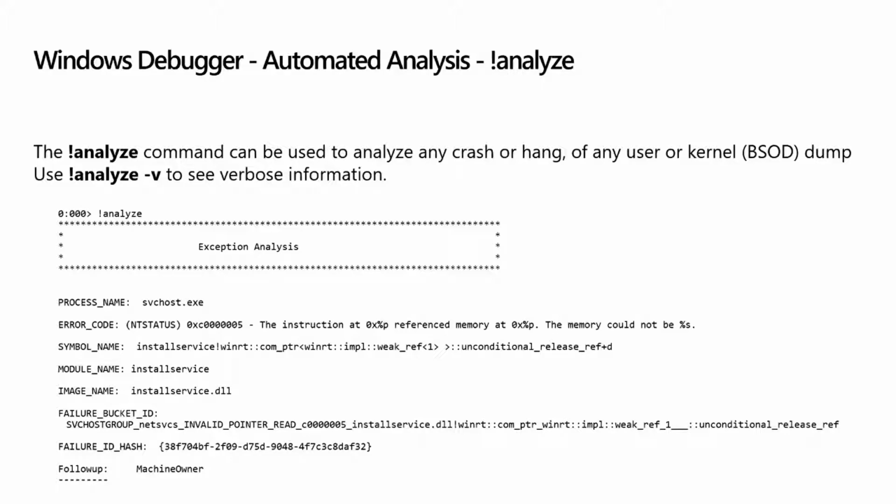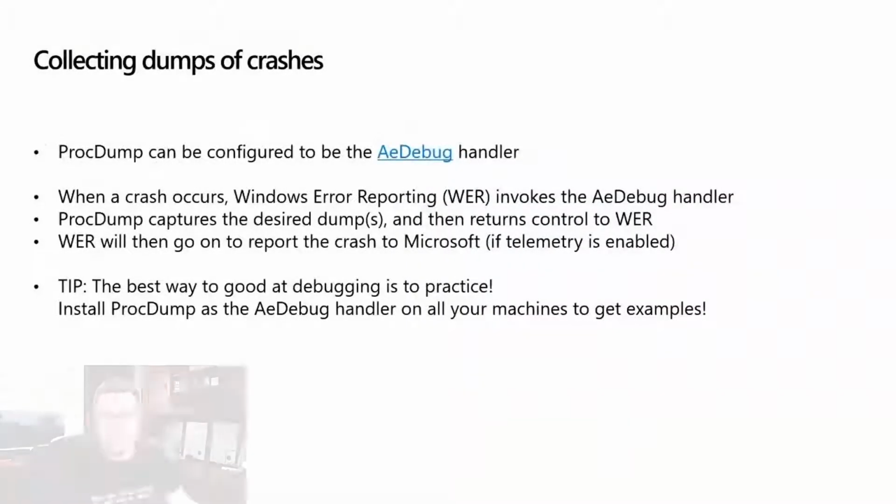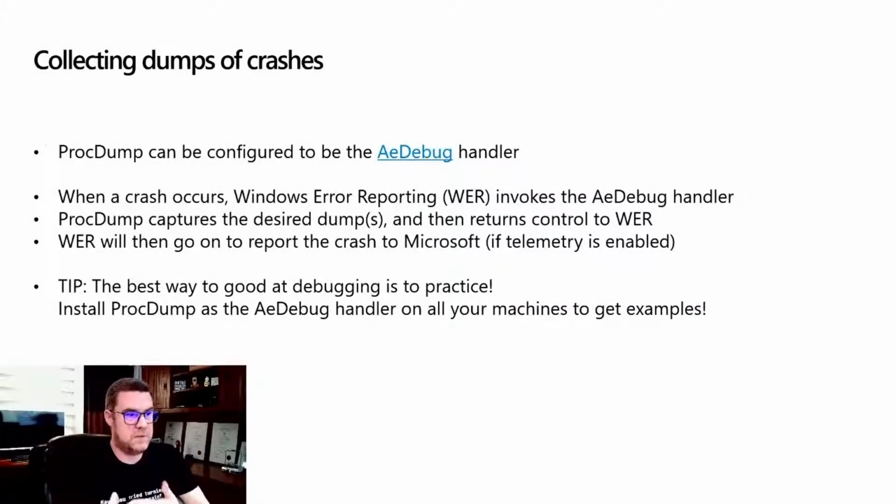Let's dig into real world environments and move from there. So the first step is to get some dump files. Crashes are a good way to start, and they're easy to find. The operating system has a thing called AeDebug. It's part of Windows Error Reporting, and when a crash happens, it runs the AeDebug handler. By installing ProcDump as the AeDebug handler, you're going to get an opportunity to collect a dump file out of a crash.